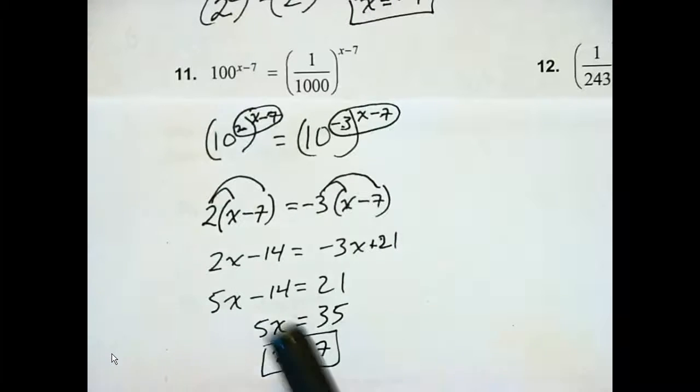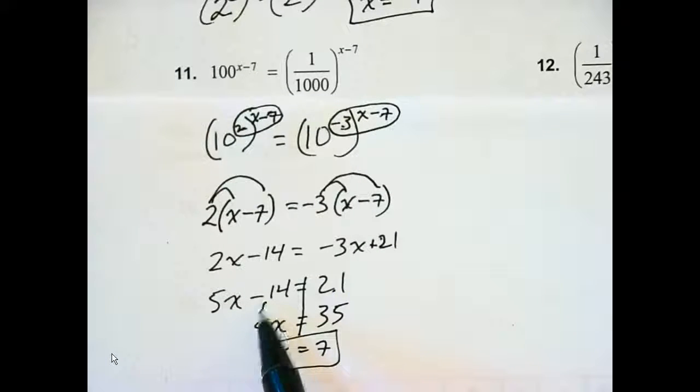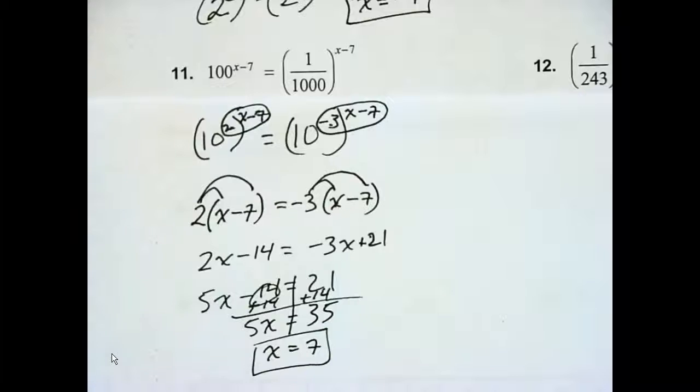I added 14. Because if I'm moving this over from this side to get 0 here, and over to there, you've got to add them up. That cancels it out.